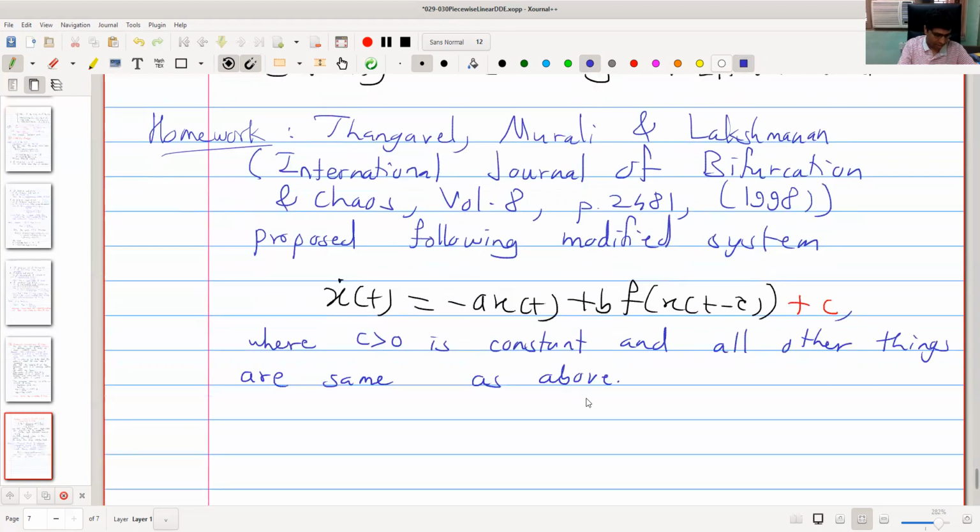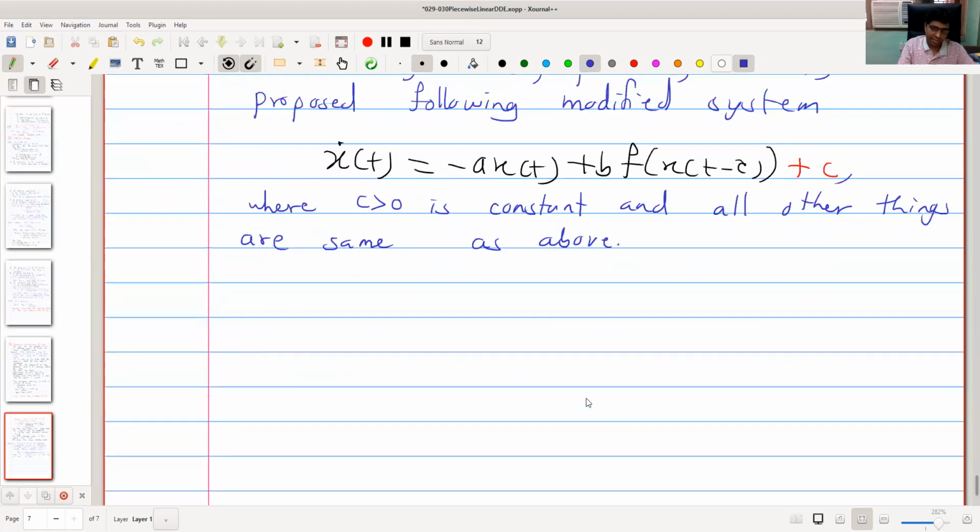So your homework is to analyze this system. Analyze means find equilibrium points, discuss stability, check whether you are getting chaos, for different values of a, b, c, and tau. Analyze this system. Okay. Thank you.